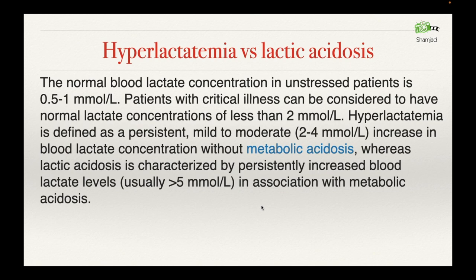So, hyperlactatemia versus lactic acidosis. What are the differences? The normal blood lactate concentration in unstressed patients is 0.5 to 1 mmol. Patients with a critical illness can be considered to have a normal lactate concentration of less than 2. Hyperlactatemia is defined as a persistent, mild to moderate, meaning 2 to 4, increase in blood lactate concentration without metabolic acidosis. Whereas lactic acidosis is characterized by a persistently increased blood lactate level, usually more than 5, in association with metabolic acidosis.